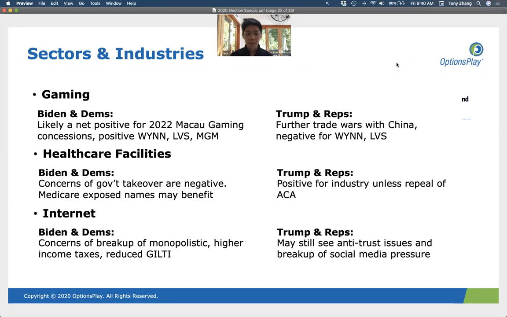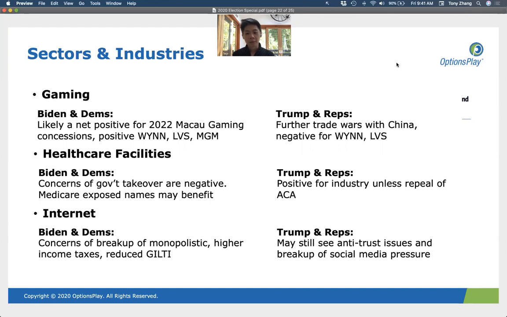When we look at the healthcare side, from a healthcare perspective, there is a very, very large difference between Democrats and Republicans. On one side, Democrats are concerned about government takeover, and the names that are mostly exposed are Medicare. Medicare exposed names are actually going to be likely the net positives, because the Democrats want to move towards some type of universal health care, whether it's expanding the ACA or expanding Medicare. Those are the names that are likely going to be net beneficiaries.